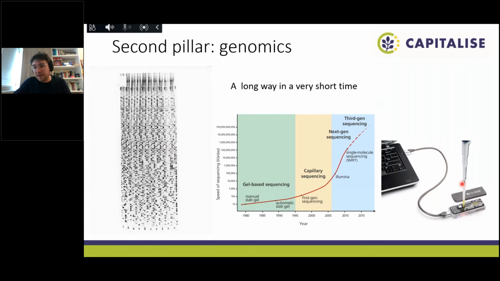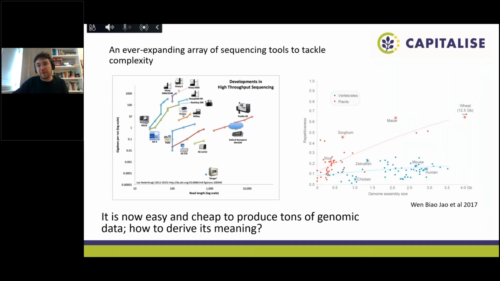What you see on the right is what we are using now, and also what we are using within Work Package 1 of CAPITALISE. This is a MinION sequencing machine. It's Oxford Nanopore technology. It's basically a USB key where you can load in DNA. It's a sequencer machine which can be plugged into your laptop and produce an enormous amount of information. And this amount of information is shown by the plot in the middle, where you see the throughput increase in the last few years thanks to the development of these genomic technologies.